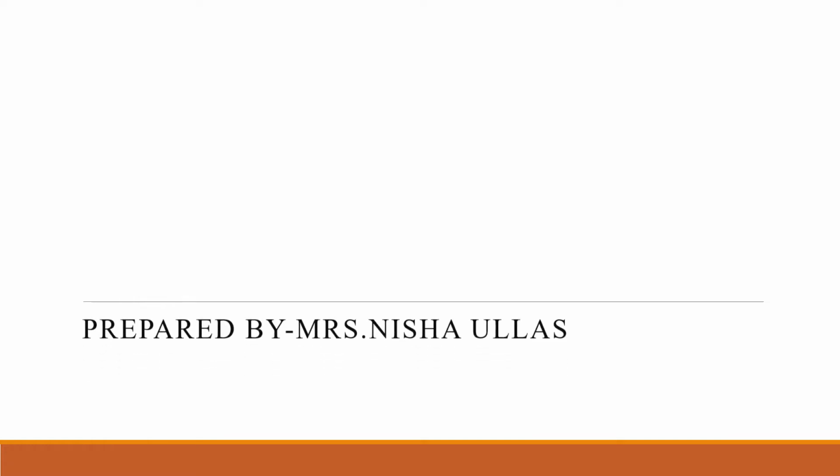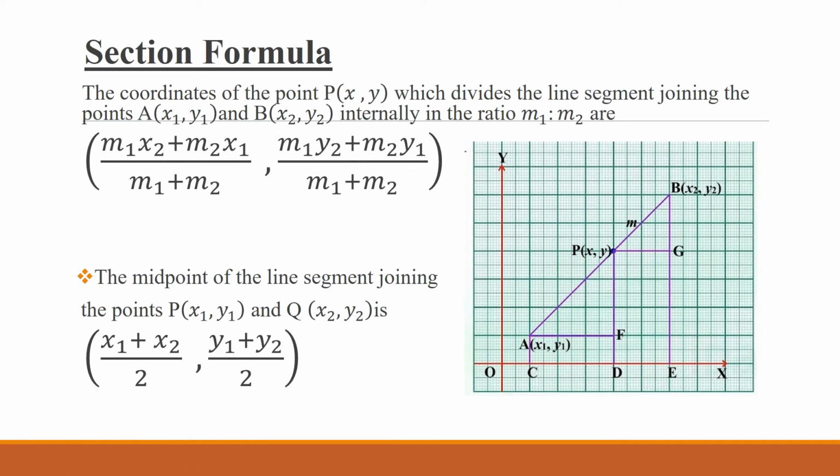Good morning, children. Today we are going to study section formula in the lesson Coordinate Geometry. Let A and B be 2 points in a plane and P be a point on the line segment joining A and B such that AP is to BP equal to m is to n. Then we say that the point P divides the segment AB internally in the ratio m is to n.